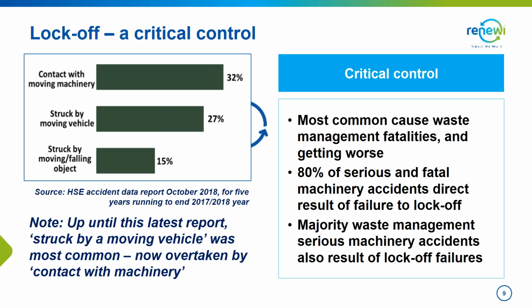And the trend is still going up. We're not getting any better about this. When we look at wider industry results, 80% of serious and fatal machinery accidents are the direct result of a failure to lock off. And that is reflected in the waste management industry. We're no different. The vast majority of our fatal accidents with machinery are simply a failure to lock off effectively. To put that in perspective, that's 13 fatal accidents in waste management in Britain over the past 5 years. So it's 13 fathers, wives, daughters and sons who didn't go home at the end of the day. So this is something we really need to get better at.